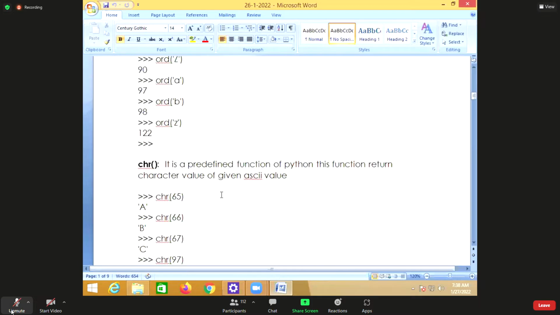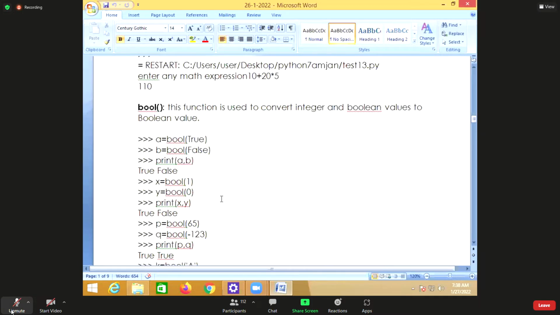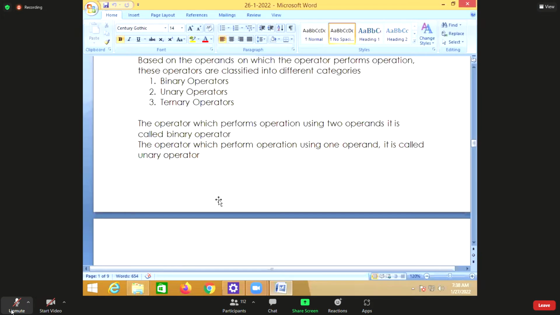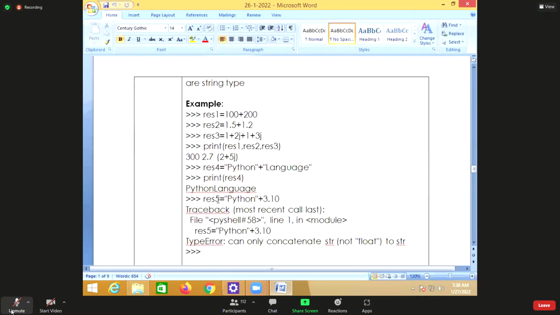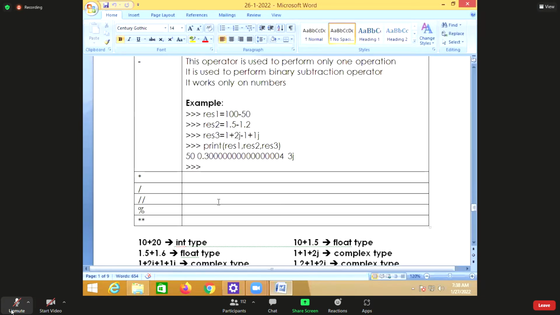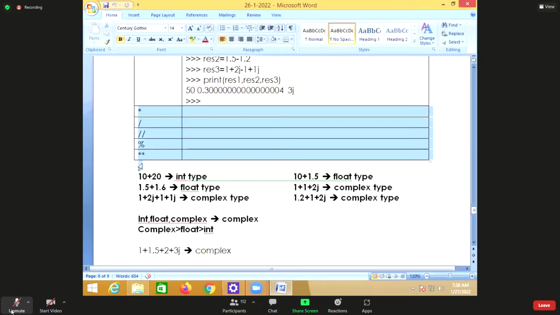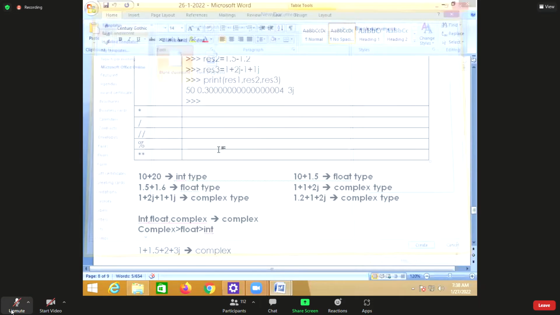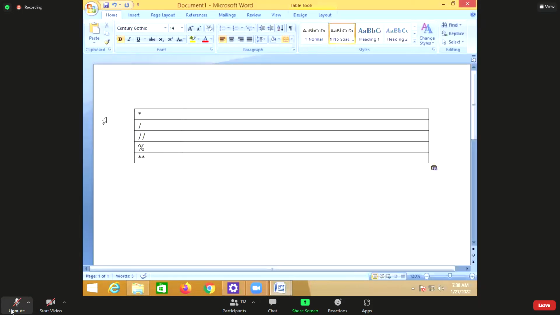So in the previous class we have seen working with the operators, and in the operators we have seen the plus operator and minus. Now let us talk about other operators. So there is a star operator.